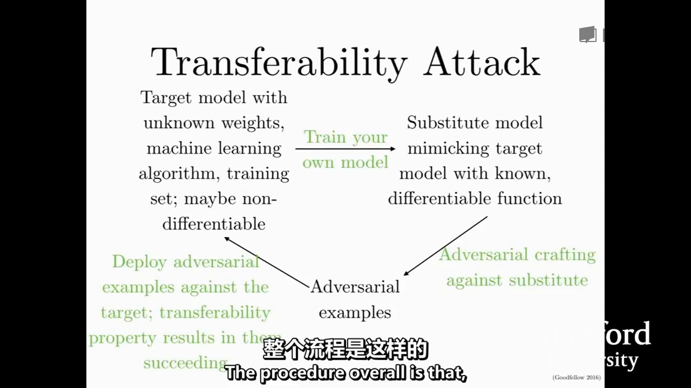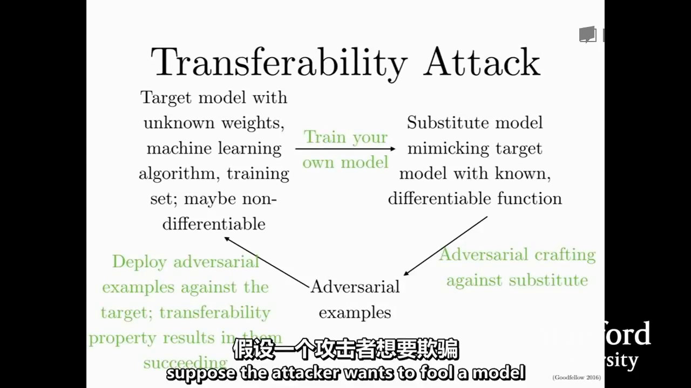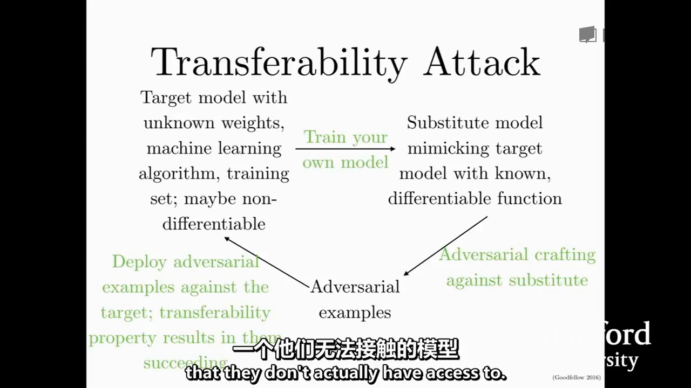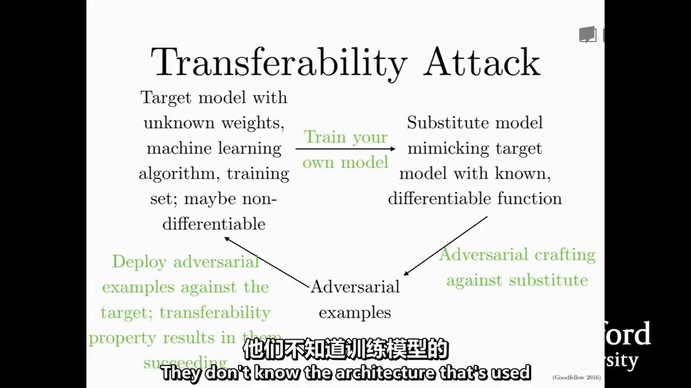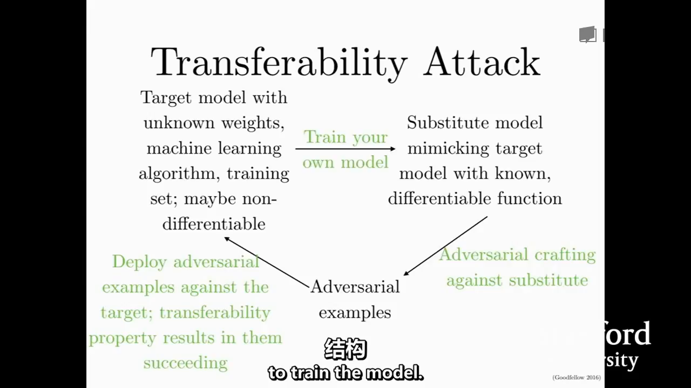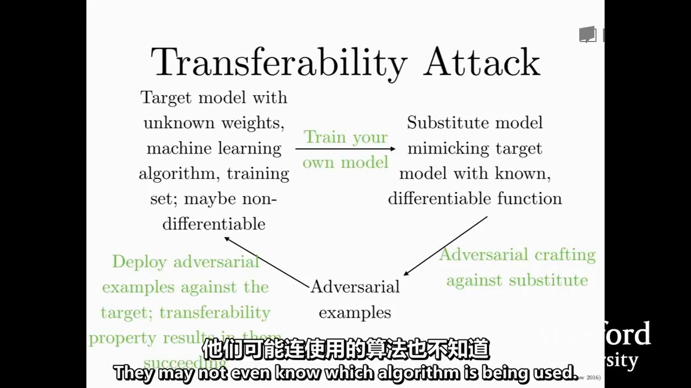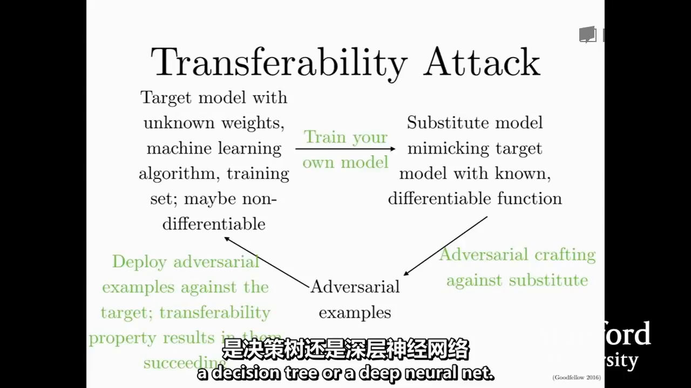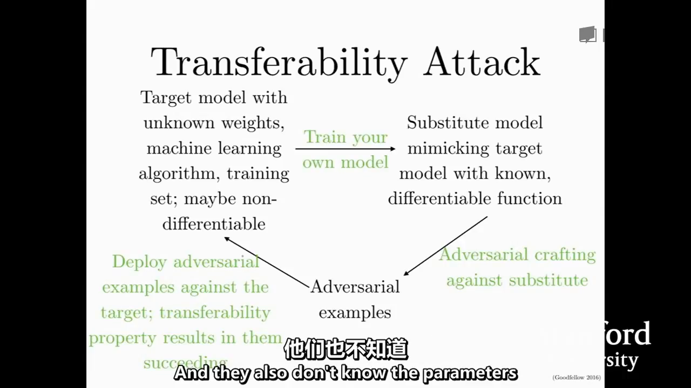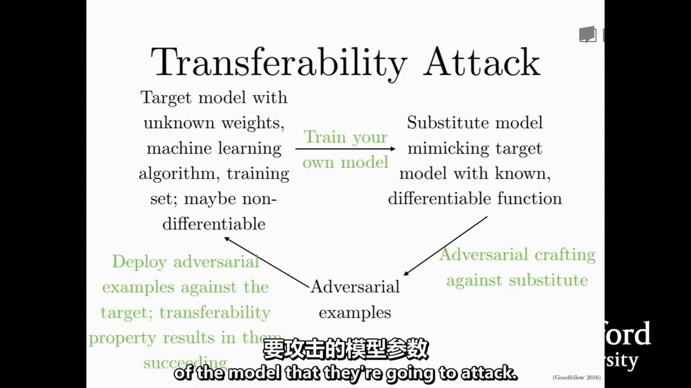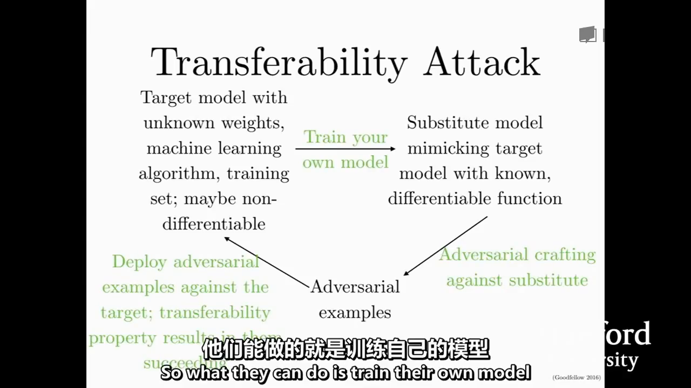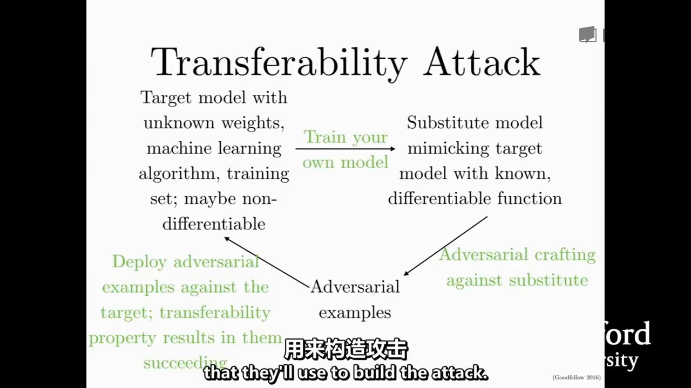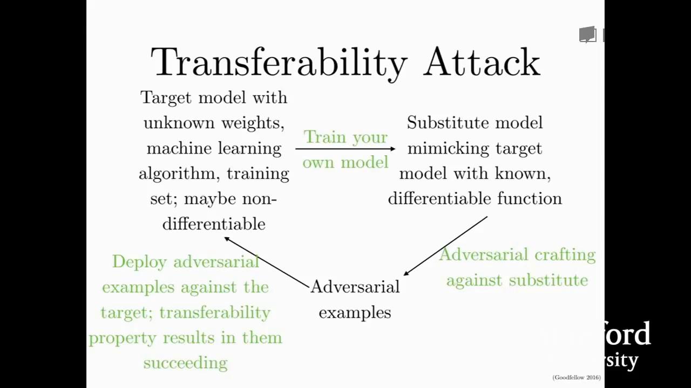The procedure overall is that suppose the attacker wants to fool a model that they don't actually have access to. They don't know the architecture that's used to train the model. They may not even know which algorithm is being used. They may not know whether they're attacking a decision tree or a deep neural net. And they also don't know the parameters of the model that they're going to attack. So what they can do is they can train their own model that they'll use to build the attack.